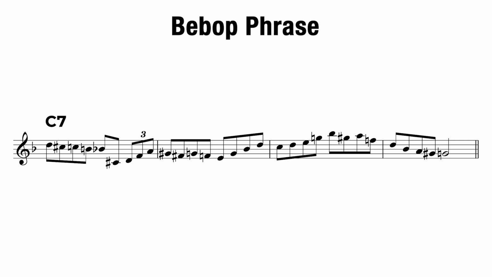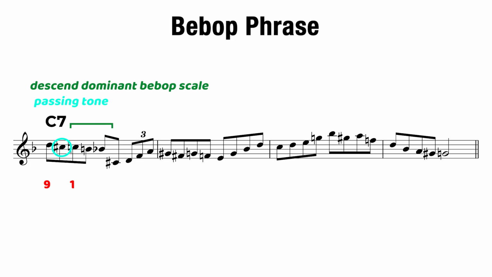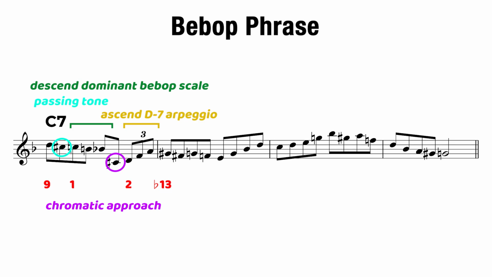This really captures everything that we've talked about. We began the phrase on C7's 9th, so the solution was to add a chromatic passing tone to the root. Then we descend the dominant bebop scale as normal. Now we dip down with a surprise large interval to the chromatic approach tone to 2. From here, we ascend this note's arpeggio, D minor, and then go down to the flat 13 or sharp 5.